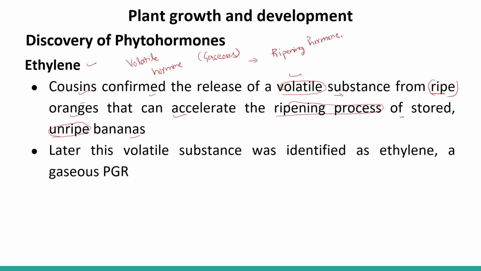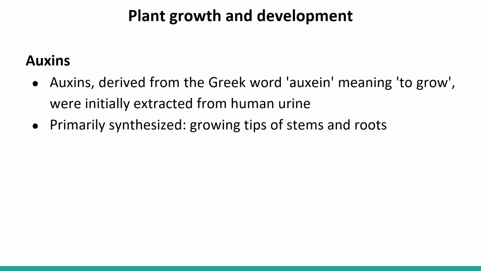Now, later this volatile substance was identified as ethylene, a gaseous plant growth regulator, or phytohormone, or plant hormone. Now let's study the function of these phytohormones. So let's start with auxins first.